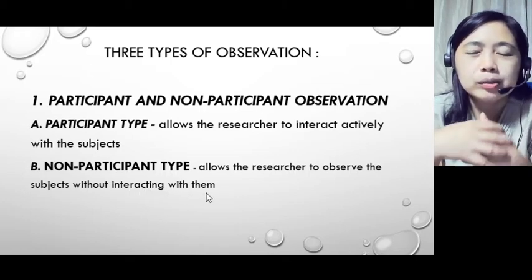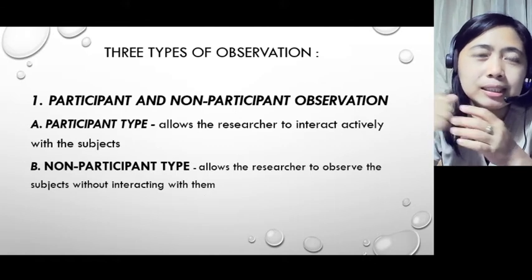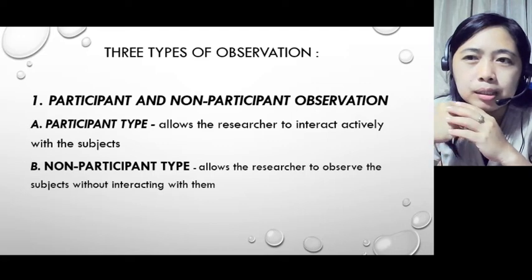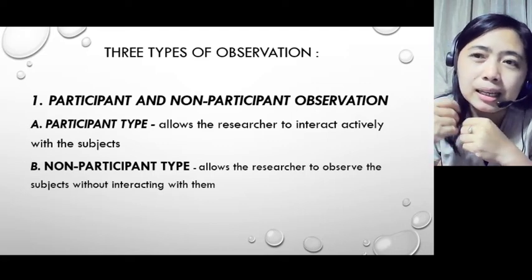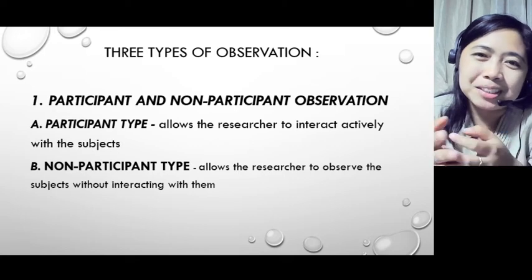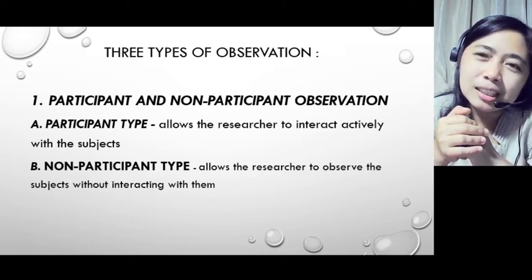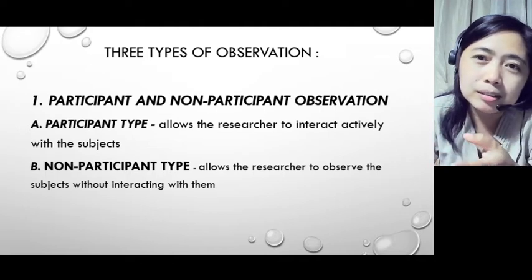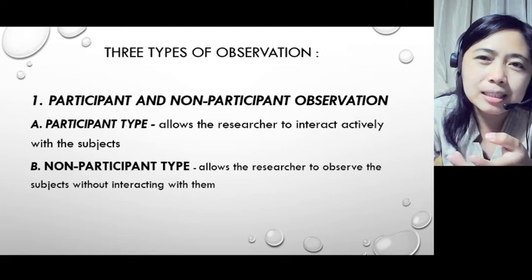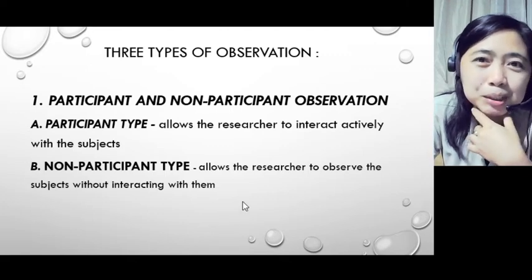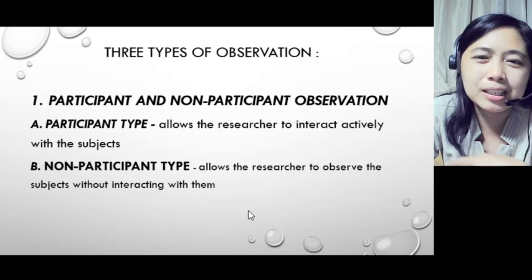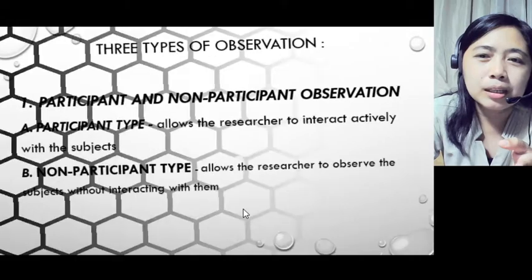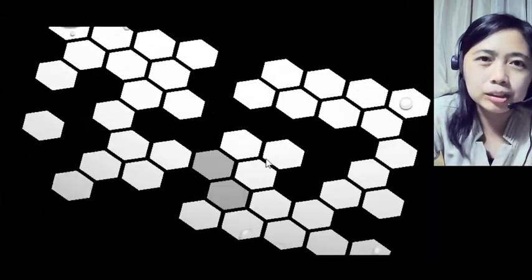Pwede siguro siya nga wala di na kinahanglan niya presensya. Mag-observe lang siya unsay mga panghitabo ngadto sa restaurant. Kung wala siya, magbilin ba siya rog CCTV o na picture. So non-participant, walay direct nga interaction sa katong nag-conduct sa research or sa researcher.